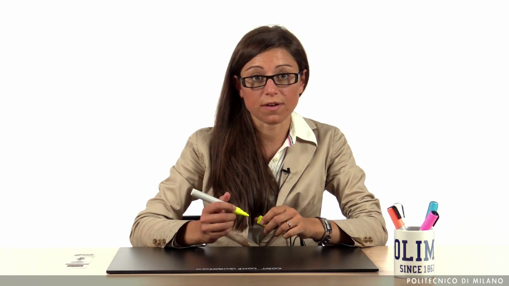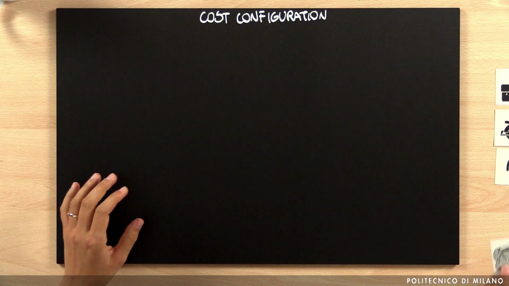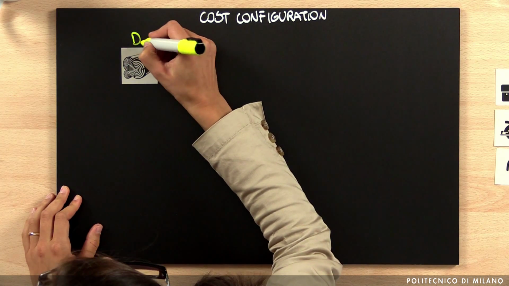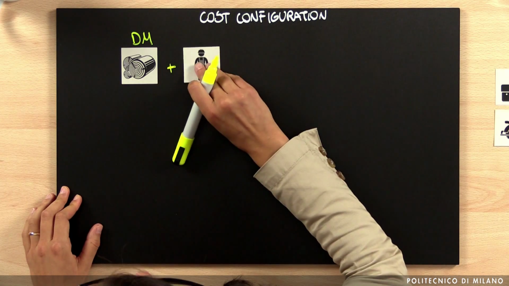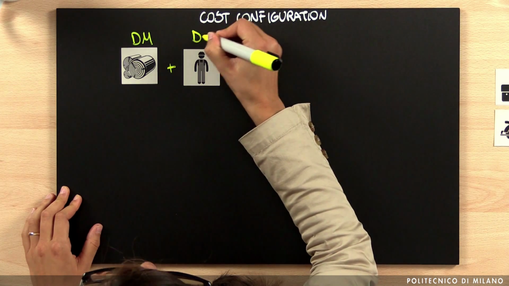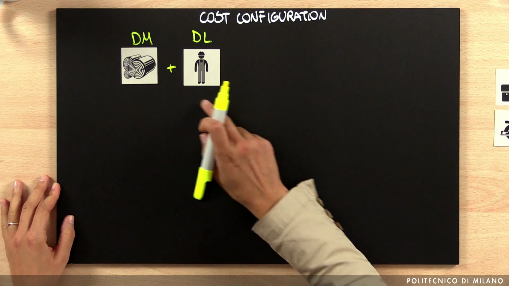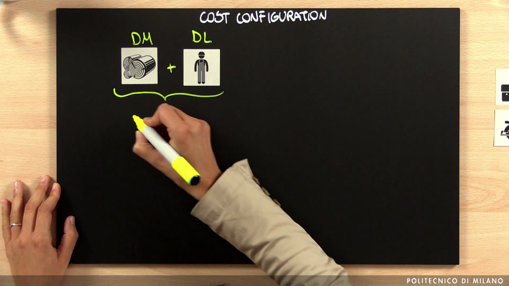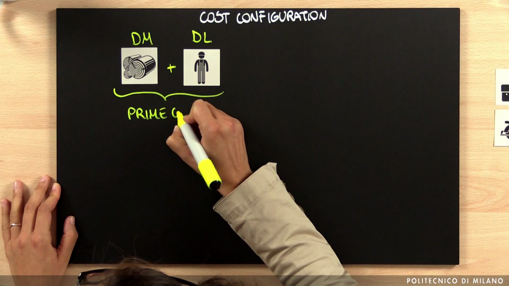The first configuration assigns to the final cost object direct costs only, which means that direct materials are assigned. So we have the direct material plus the direct labor. If we assign to our final cost object the direct material plus the direct labor, we have a configuration of cost that is defined as prime cost.